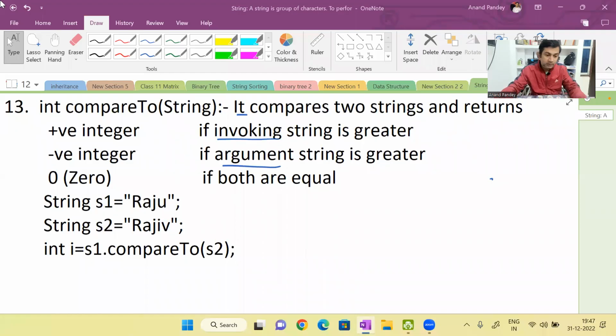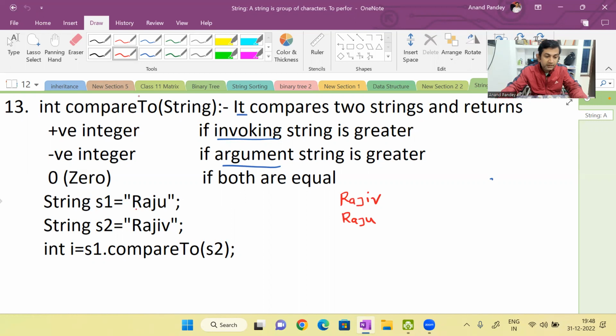Now I'm going to explain how it works. Consider two strings, Raju and Rajiv. S1 is Raju and S2 is Rajiv. If you are asked to arrange them in alphabetical order, this will be the sequence: Rajiv will come first, then Raju. How have we taken this decision?